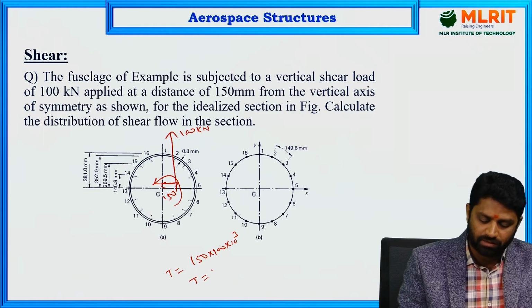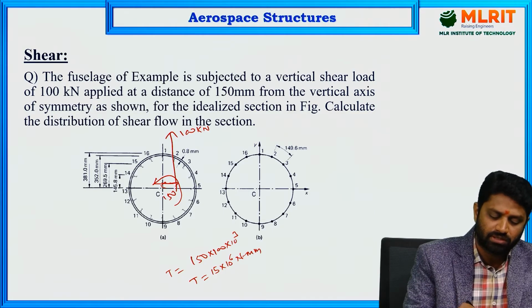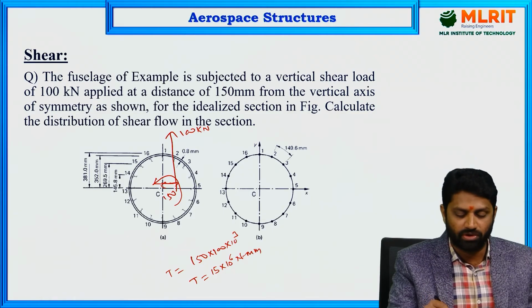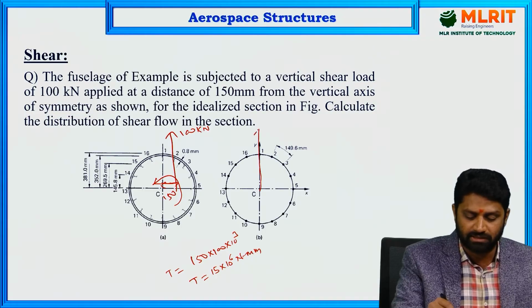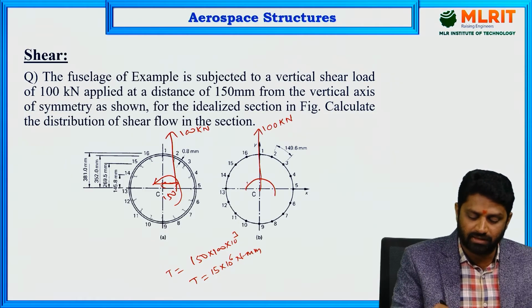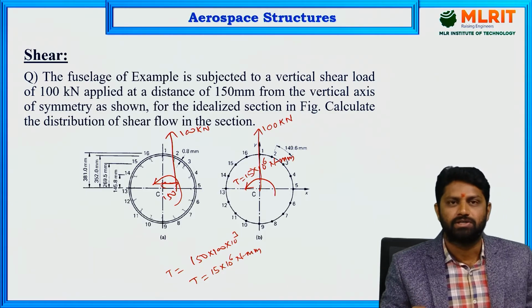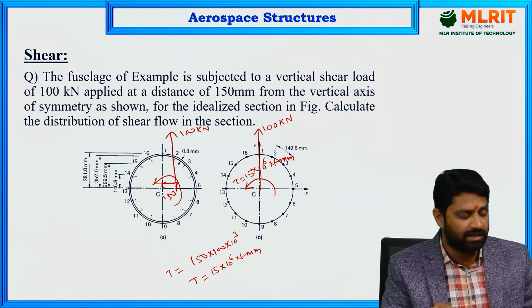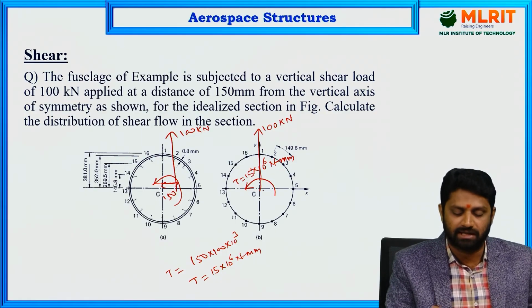So torque equals 15 into 10 to the power of 6 Newton mm it becomes, and the load shifts to the centroid. So this is how we are going to replace. So here we are going to replace like this: 100 kilonewton acting at the center, and it's going to create a torque that equals 15 into 10 to the power of 6 Newton mm. Okay, so this is how the load is converted into torque. So directly he is going to give a torque like this acting at the centroid.